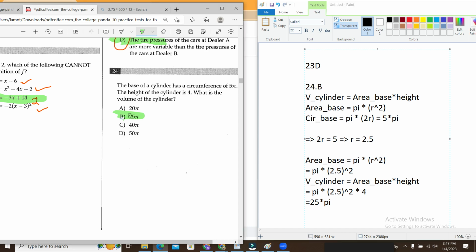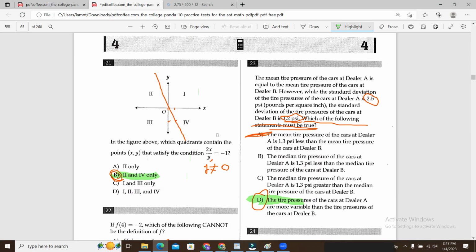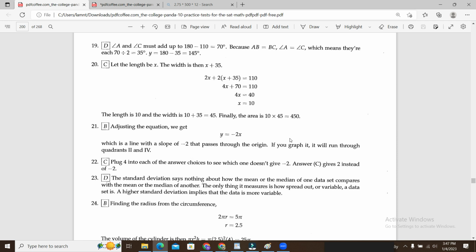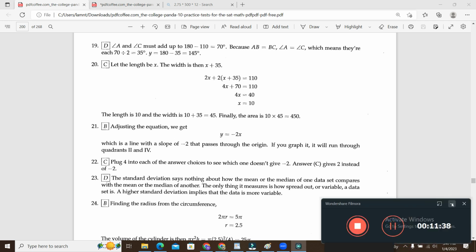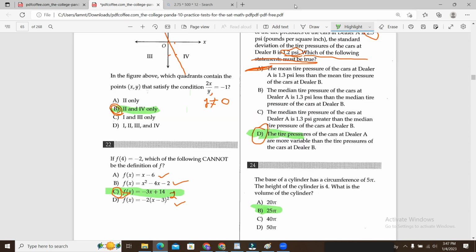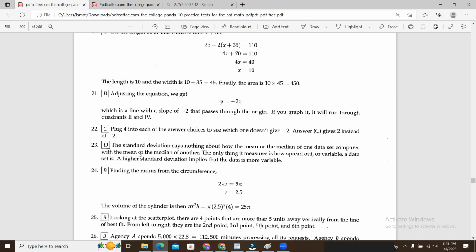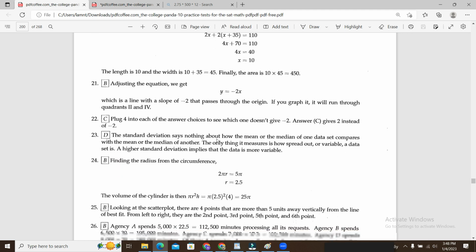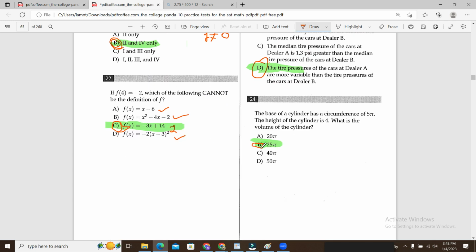So let's check. 21 is B. 22 is C, which is correct. 23 is D, because the higher standard deviation means more variable, okay. And 24 is B, exactly.